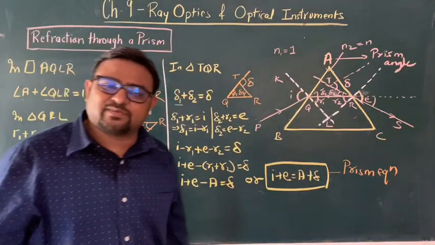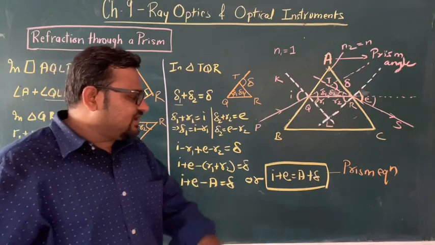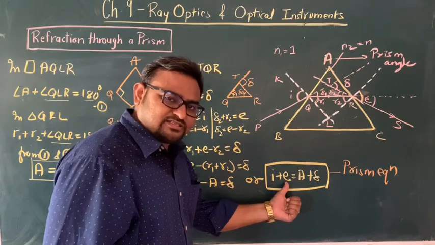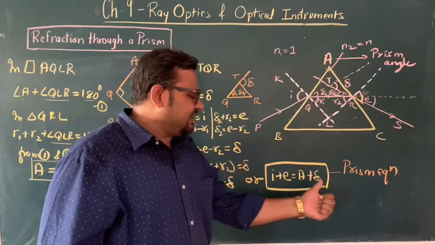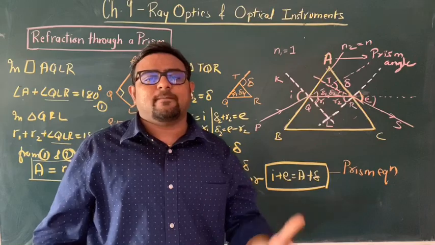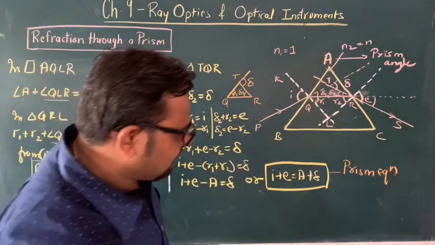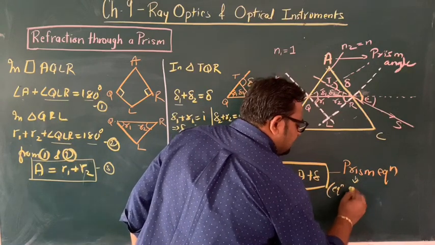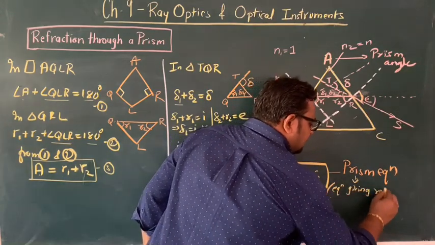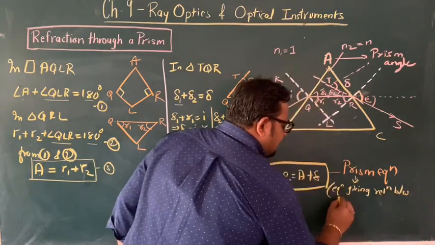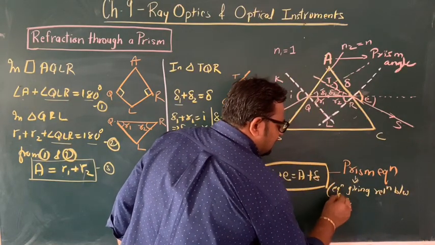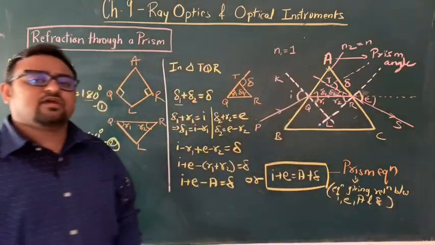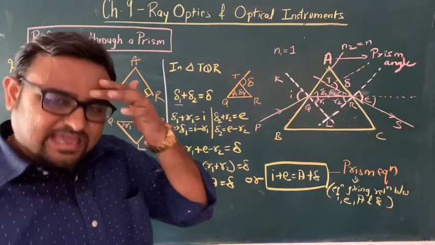How will you define prism equation? The equation giving relationship between angle of incidence, angle of emergence, prism angle, and deviation is called prism equation. So if I want to define it, I can say that the equation giving relation between angle of incidence, angle of emergence, prism angle, and deviation, that is prism equation.